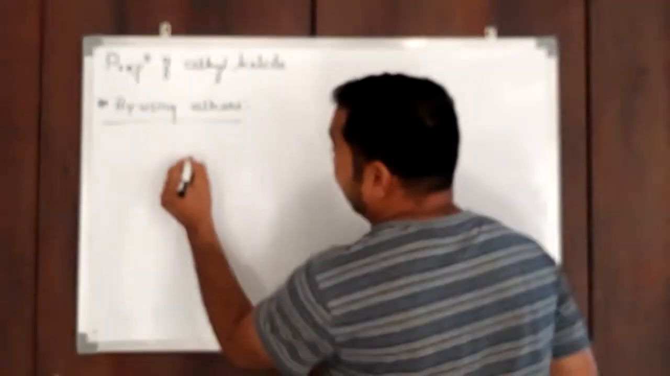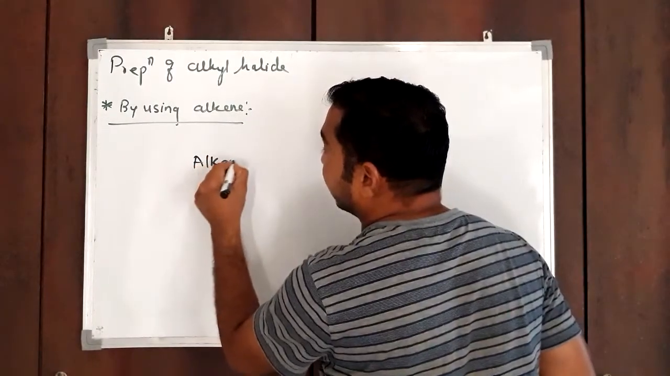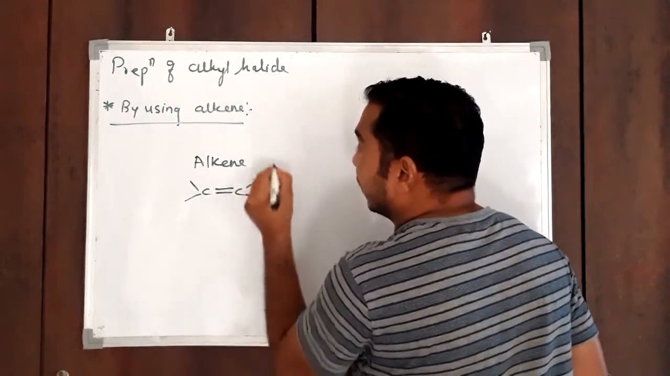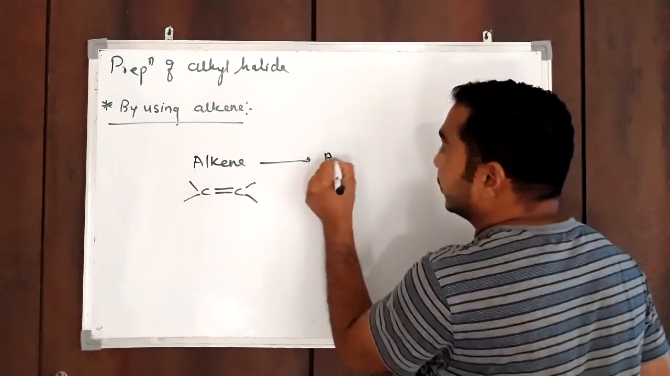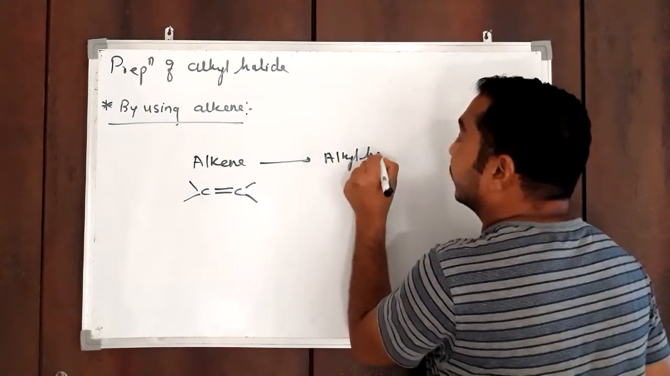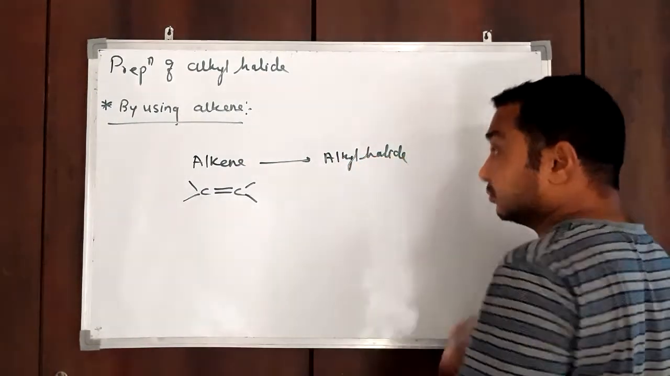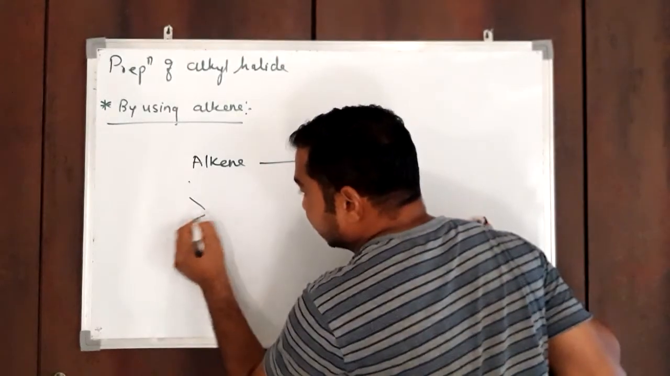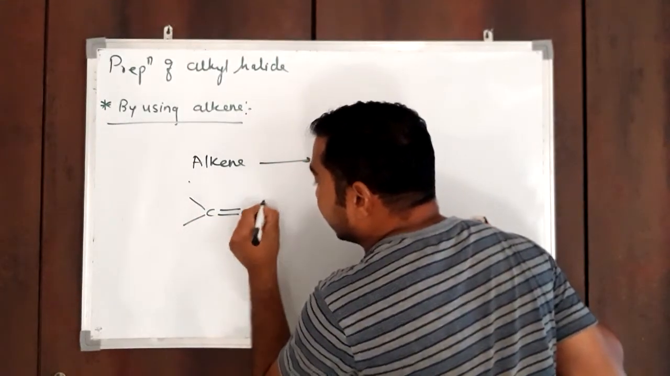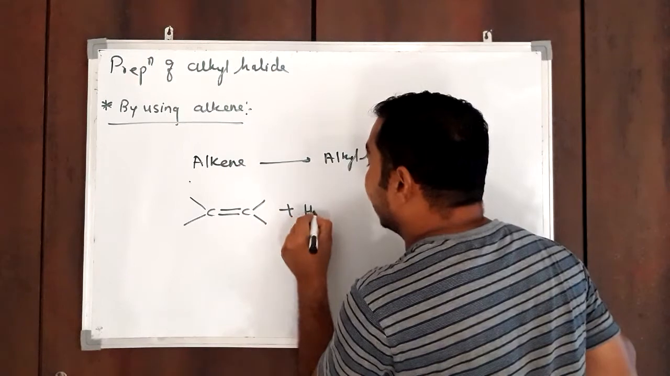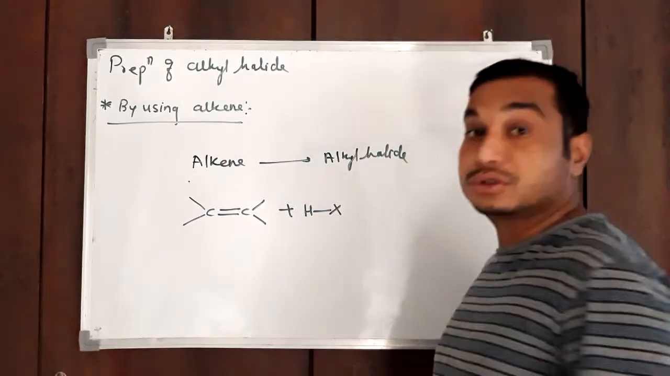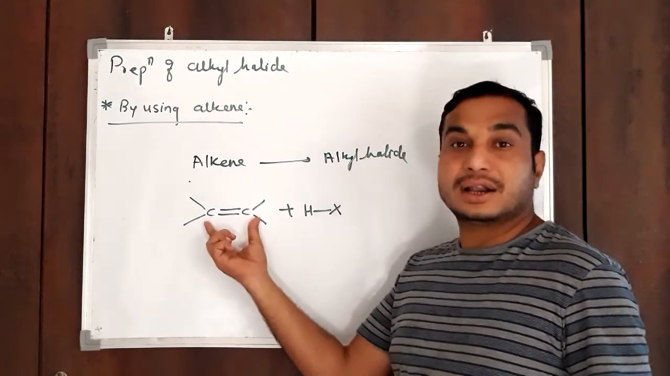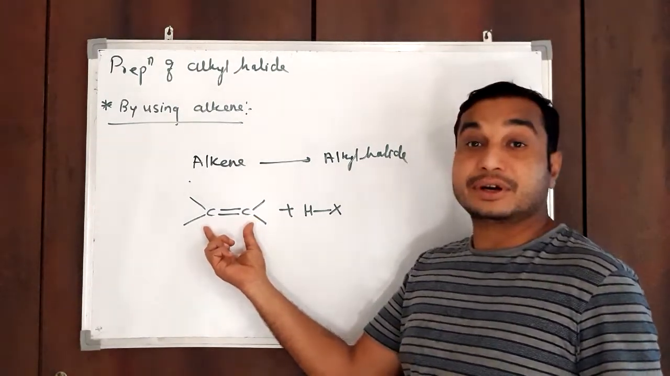So alkene. Alkene means carbon carbon double bond. By using this we have to prepare alkyl halide. Okay, now very simple. In this reaction we have to react this alkene with hydrogen halide molecule. Just add one molecule of hydrogen halide to the carbon carbon double bond.